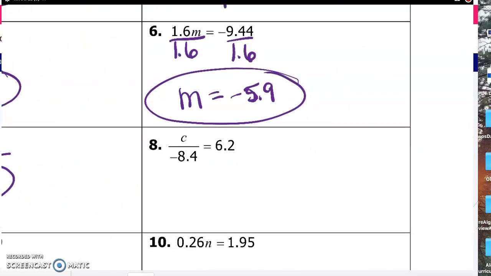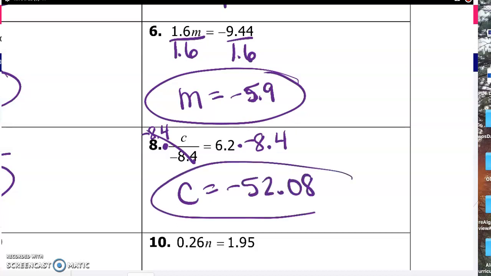Number 8, when we divide by negative 8.4, to undo that, we need to multiply by negative 8.4. Those cancel, times by negative 8.4. So C equals 6.2 times negative 8.4 gives us negative 52.08.